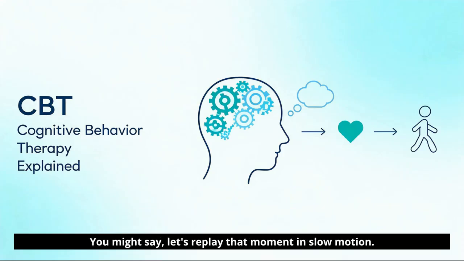You might say, "Let's replay that moment in slow motion. You're walking into the meeting. Your heart starts racing. What flashed through your mind right then?" Or, "If that feeling of shame had a sentence attached to it, what would it say?" You're helping the client move from "I just felt awful" to "I thought, everyone is judging me." Over time, they begin to spontaneously notice and report their thoughts in session and between sessions.